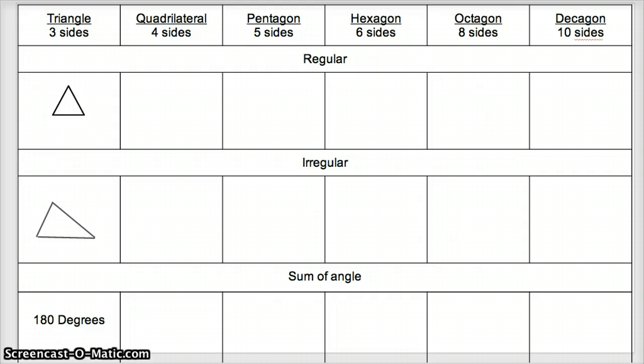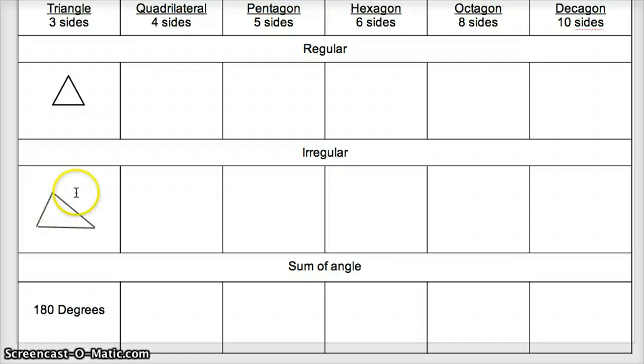The first one is a triangle, an irregular triangle. There's three sides. If it's regular, it means all sides and angles are congruent, which means equal. This would be an irregular one because the sides are not all the same, neither are the angles. And the sum, we've talked about, the sum of the angles of all triangles is 180 degrees. That is a triangle.